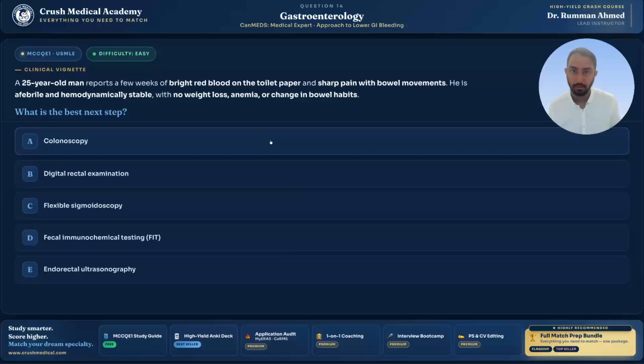High yield question, make sure you don't miss this because this concept pops up over and over again. And if you jump into imaging right away, then the boards are going to get you, okay?